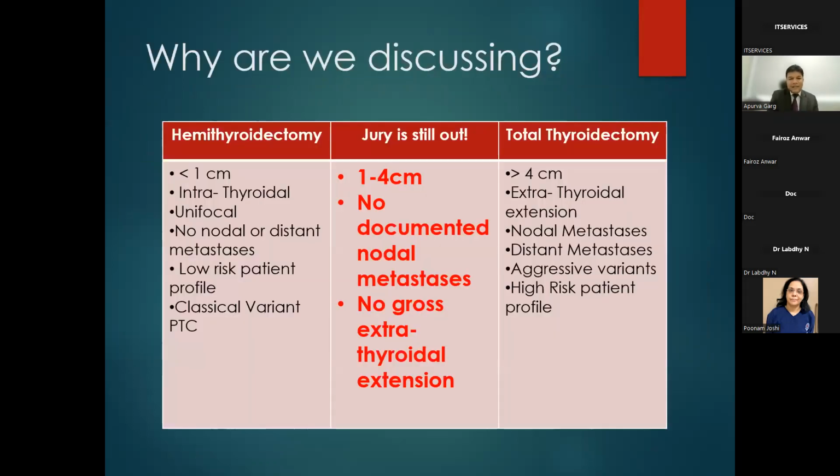So why are we discussing it? Hemi thyroidectomy is indicated in tumors that are less than 1 centimeter, which are intrathyroidal, unifocal, which don't have any nodal or distant metastasis, low risk patient, and which have classical variants. And total thyroidectomy is indicated in patients who have more than 4 centimeters tumor, extrathyroidal extension, nodal metastasis, distant metastasis, and aggressive variants. And patients who have a high risk profile, like exposure to radiation, etc.